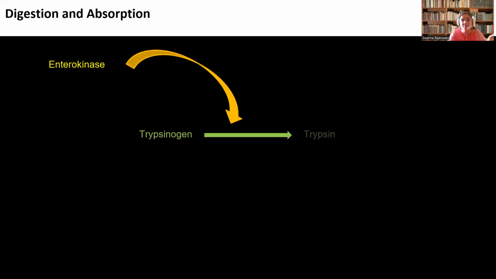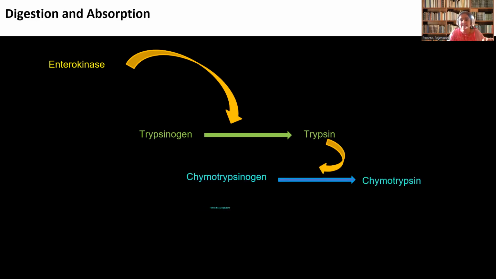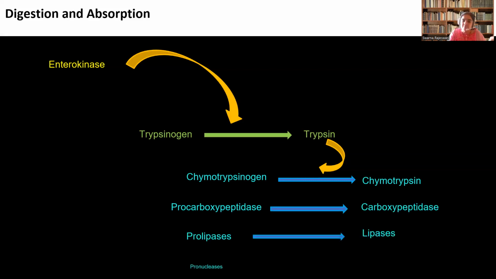So enterokinase is the enzyme which converts the inactive trypsinogen into active trypsin. Now this trypsin, which is formed, acts on chymotrypsinogen to convert it into chymotrypsin. Similarly, procarboxypeptidases will be converted into carboxypeptidases, prolipases will be converted into lipases, and pronucleases will be converted into nucleases.